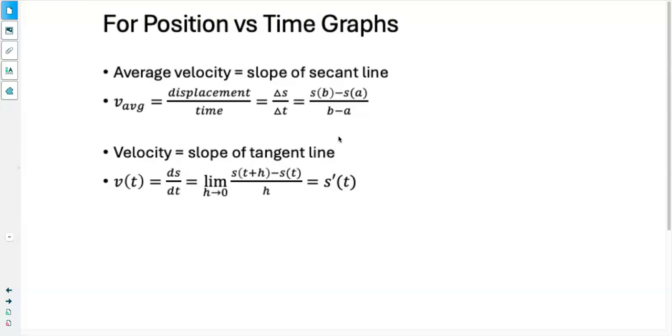Now, our velocity at a given time is the slope of our tangent line. So our velocity at t is equal to the derivative of s with respect to t, or the limit as h goes to 0 of s(t plus h) minus s(t) over h, which is s prime of t.